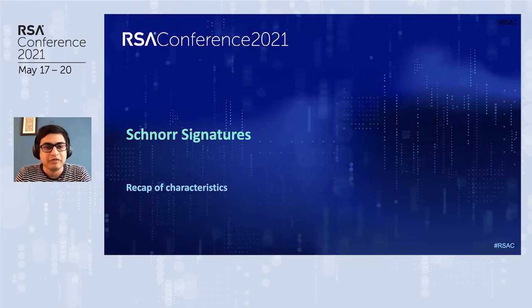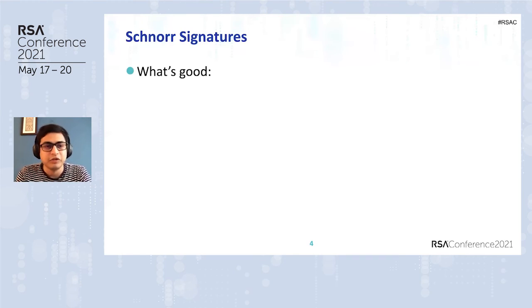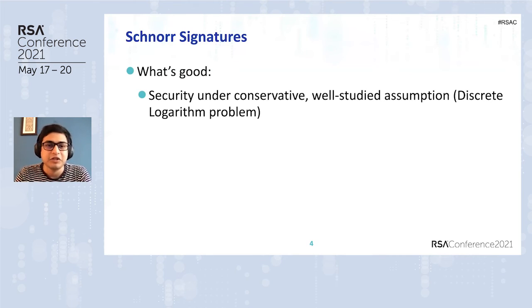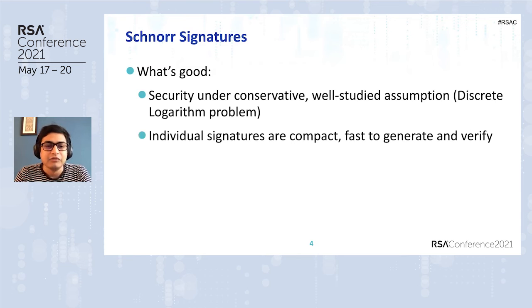Right, so a quick recap of the characteristics of Schnorr signatures is as follows. What's good about them is that they achieve security under conservative, well-studied assumptions, specifically that of the discrete log problem being hard in its group. And individual signatures are quite compact and fast to generate and verify, assuming we instantiate with an elliptic curve group, for instance.